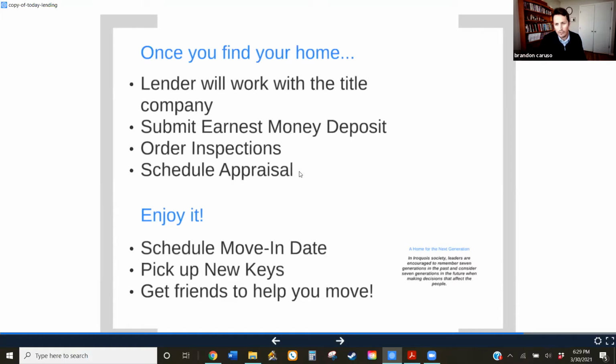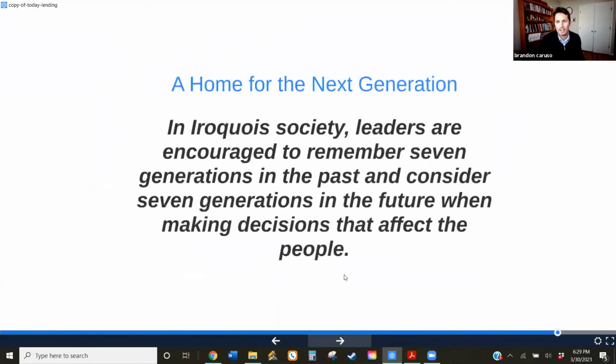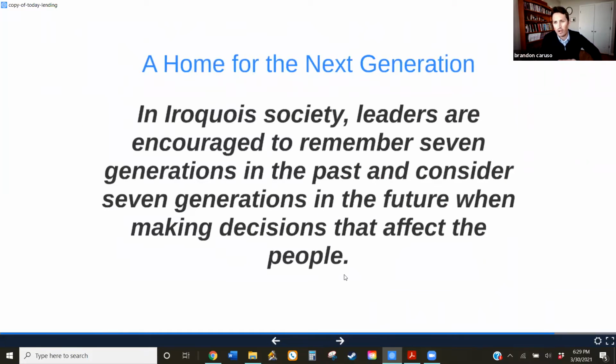And then roughly 30 days after, on a purchase, you're going to have your move-in date where you sign all your paperwork. You put your down payment in, pick up your keys, and get your friends to help you move into your new home. So that is a very, very brief overview of that process. And I have some more information on what that looks like if you're interested, but all in all, it takes about 30 days. In slow markets, it could be closer to 45 days. If it's a construction loan, it could be closer to 60 to 90 days.